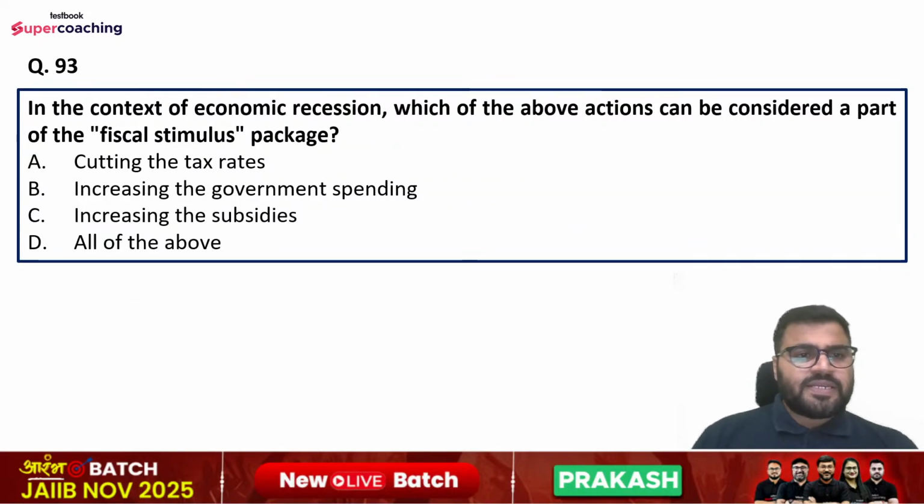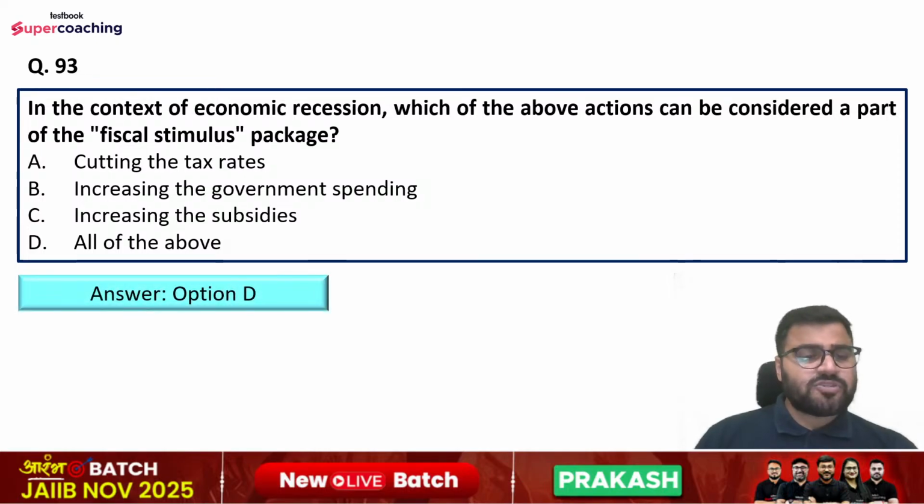Question number 93, in the context of economic recession, which of the above actions can be considered a part of the fiscal stimulus package? Options are cutting the tax rates, increasing the government spending, increasing the subsidies, or all of the above. So right answer is option number D.